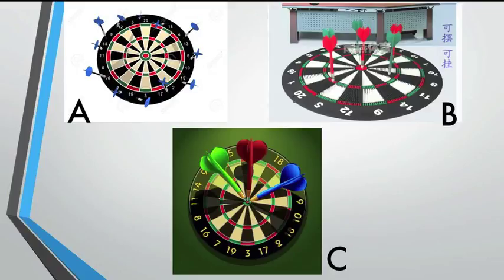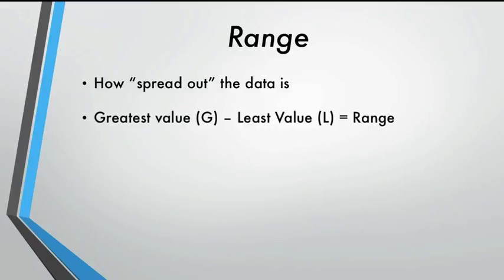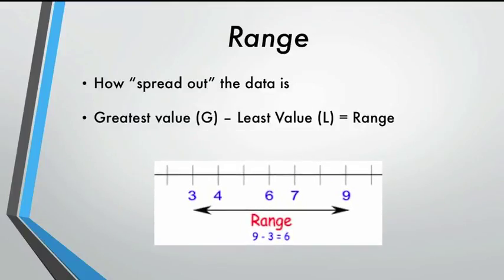There are two measures of dispersion, range and standard deviation. The range of a given set of data is a statistic that gives an indication of how spread out the data is. The range for a given set of data is found by subtracting the least value L from the greatest value G in a given data set. In reports, the range is often reported by stating the smallest and largest scores. For example, the scores ranged from 3 to 9.